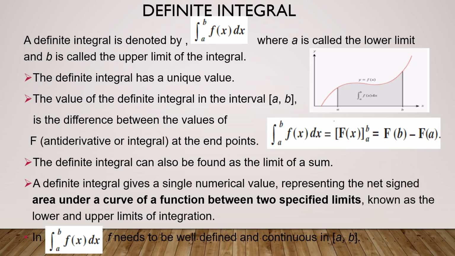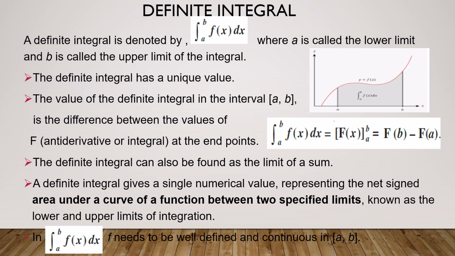Now by definition, how do you define definite integral? Integral a to b f(x) dx, if the integral is capital F(x), within the limits a to b, its value will be F(b) minus F(a). Means in simple language, you first find the integral, then put the value of the upper limit in it minus the value of the lower limit.